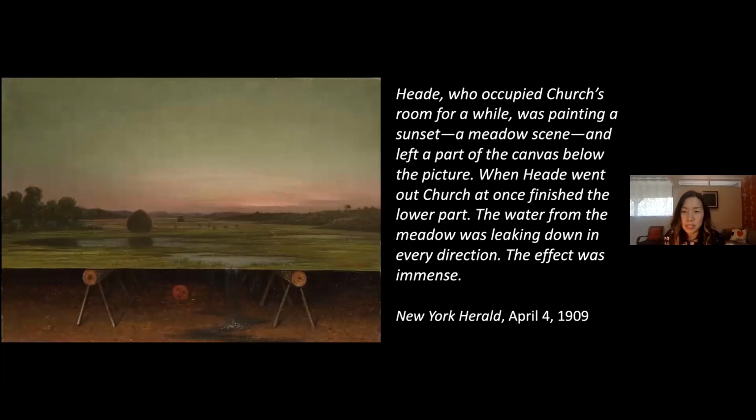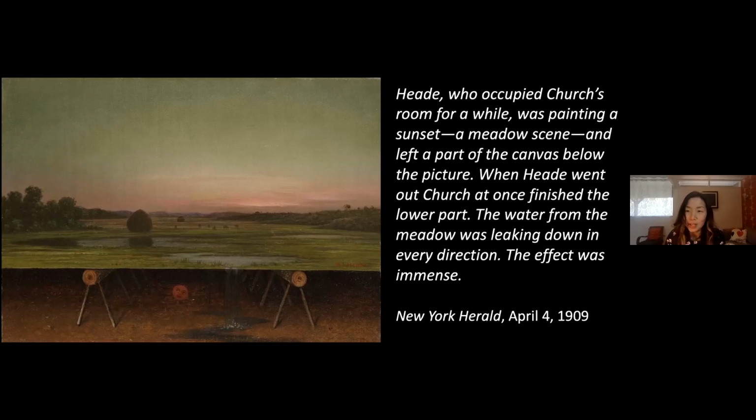Well, decades after this painting was made, a mythology arose around it. An account of its making, published in 1909 in the New York Herald, after Heade's death, goes like this. Heade, who occupied Church's room for a while, meaning Frederick Church, who painted the Heart of the Andes. So Heade, who occupied Church's room for a while, was painting a sunset, a meadow scene, and left a part of the canvas below the picture. When Heade went out, Church at once finished the lower part. The water from the meadow was leaking down in every direction. The effect was immense.